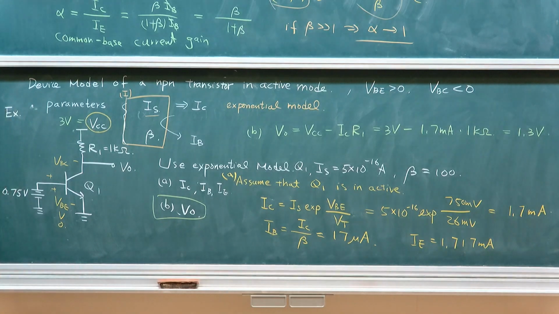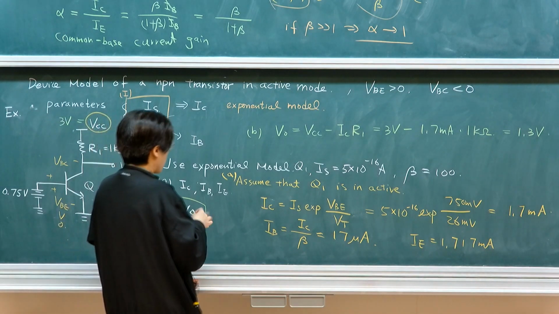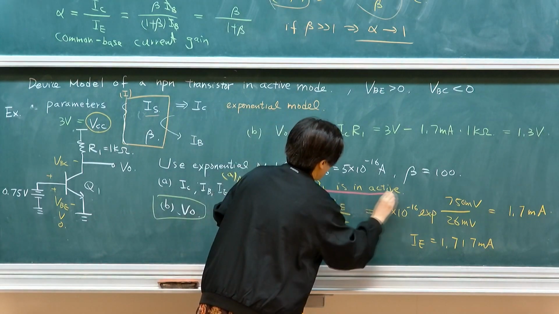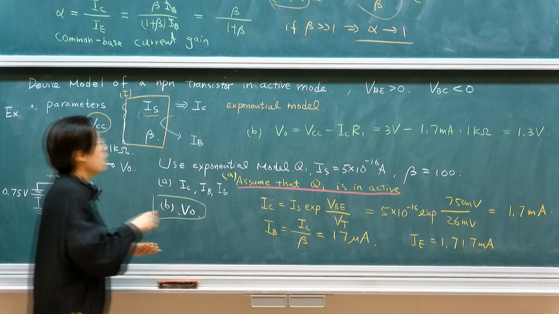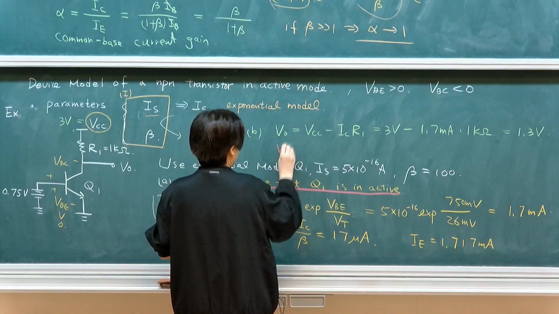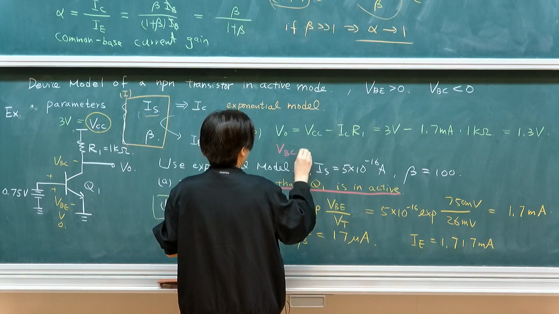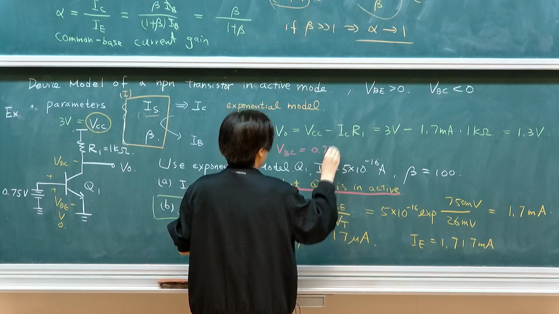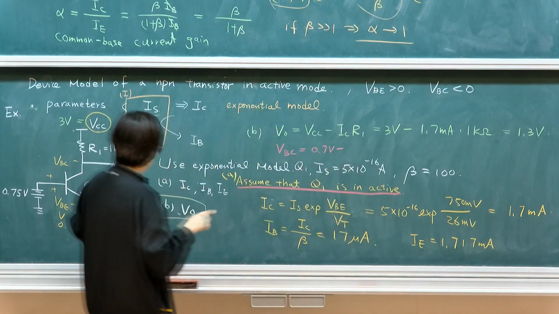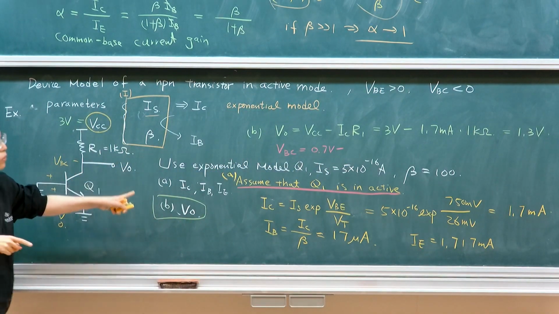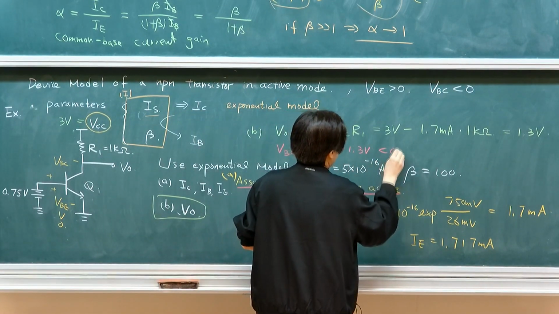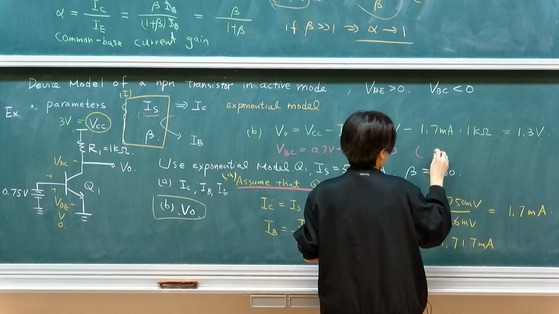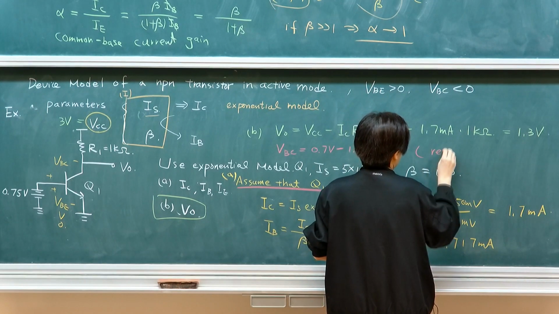Once we obtain our output voltage, you can go back and check whether our assumption is correct. We assumed that Q1 is in active mode. You go back and check whether it's true. So we see what VBC is. VBC is 0.75 minus VC. The collector voltage is now the output voltage, which is 1.3. So this is smaller than 0, which is in reverse.